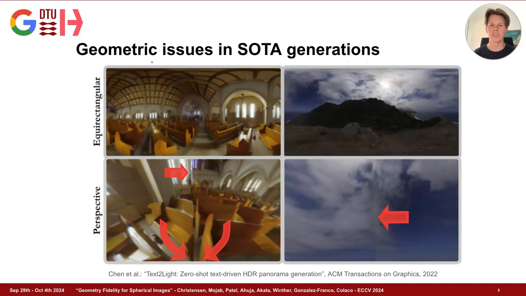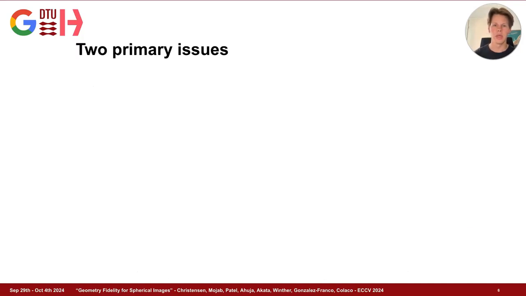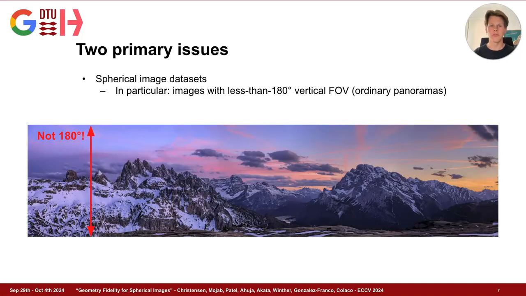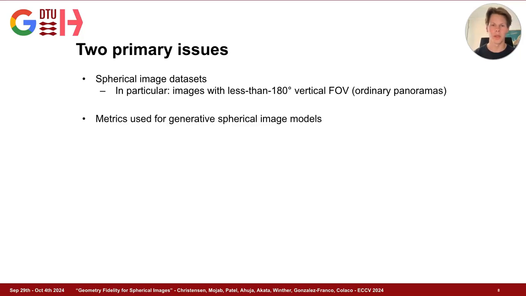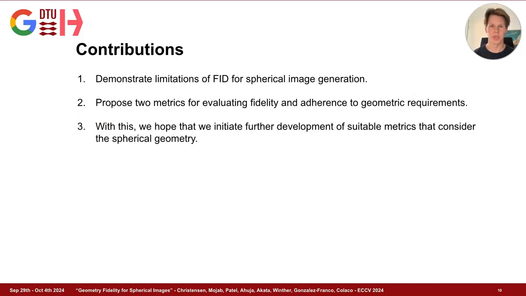We want to stress that this is likely not due to the model. Indeed, the authors behind the generations thoughtfully incorporate the spherical geometry into their model. Instead, we find two other reasons for this behavior. The first is low availability of spherical images and usage of ordinary panoramic images, which do not have full field of view. The second reason is the employed metrics. In this work, we focus on the latter issue.